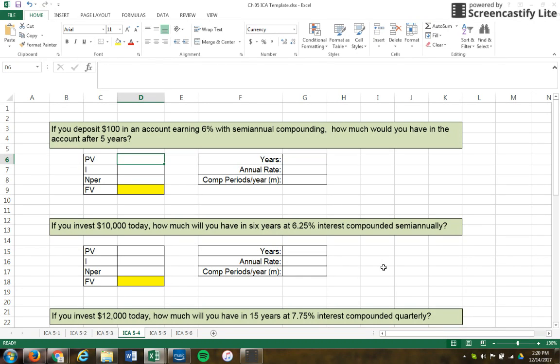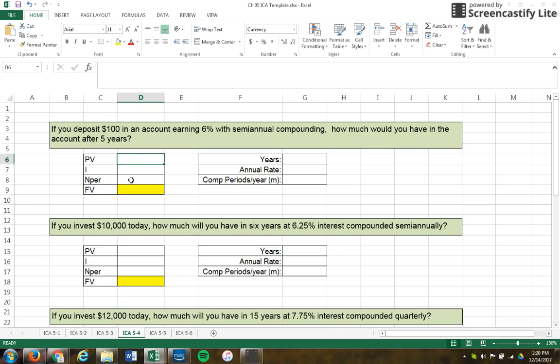We are looking at non-annual compounding problems. So we're looking at time value of money problems where we have interest rates that are not annual, but might be semi-annual, quarterly, monthly, or so on. In order to do that, there are two things that we need to adjust. We have to adjust the interest rate. We have to adjust the number of periods.